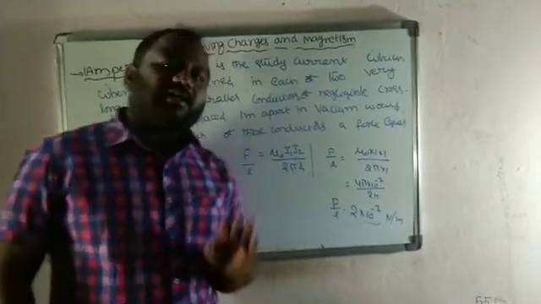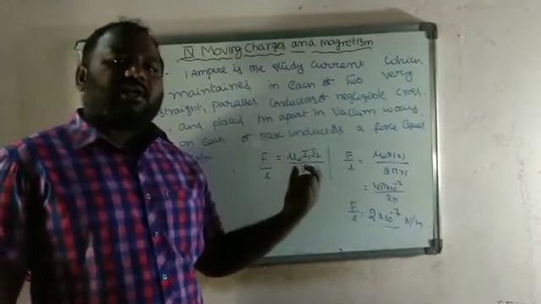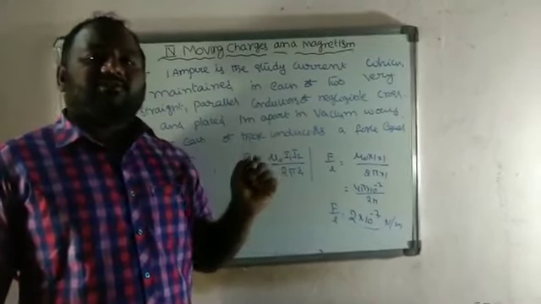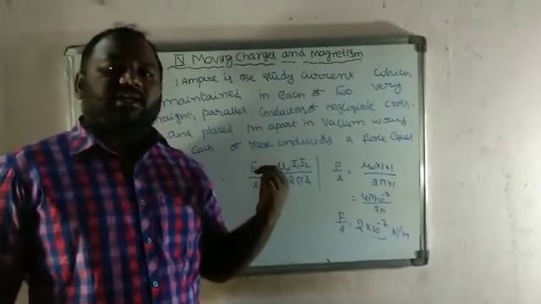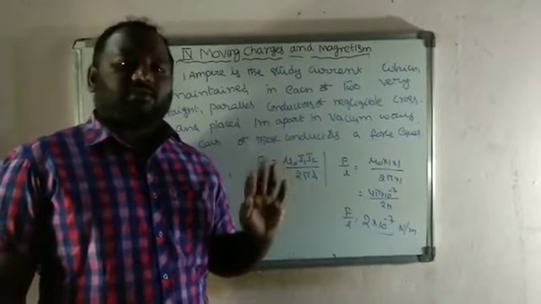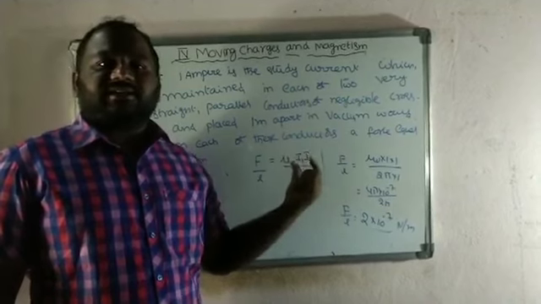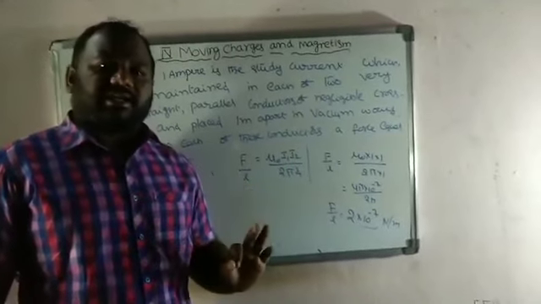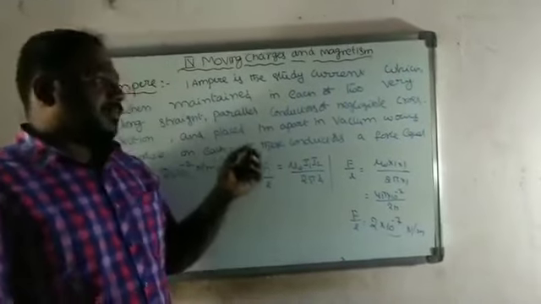And you have to remember that when the current flowing through the two conductors is in the same direction, the force is an attractive force. And when the current flowing through the two conductors is in opposite directions, the force is a repulsive force. Remember, that is one more question. The current in the conductors in the same direction gives an attractive force. When the current is in opposite directions, the force is repulsive.